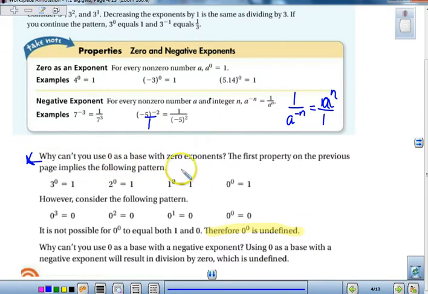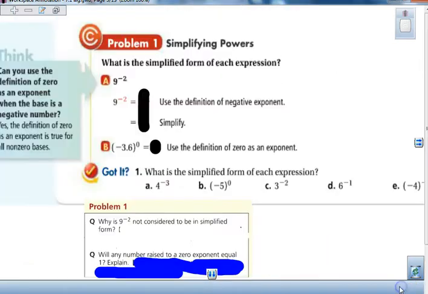Why can't you use 0 as a base for 0 exponents? Well, if we think about what this property implies, anything to the 0 power should be equal to 1. But when we take 0 to the 3rd, it's 0. Same with each of these, 0 to the 2nd, 0 to the 1st. So therefore, 0 to the 0 power cannot be equal to both 1 and 0. Therefore, it is undefined. As we are looking at this, why can't 0 have a negative exponent? Because when you use 0 as a base, the negative exponent results in division by 0, which is undefined.